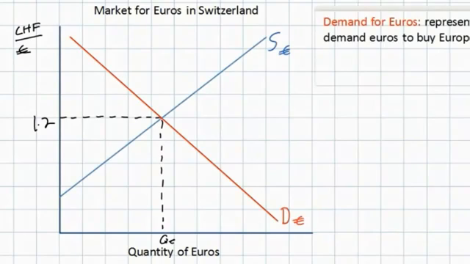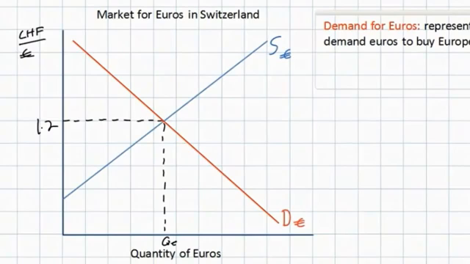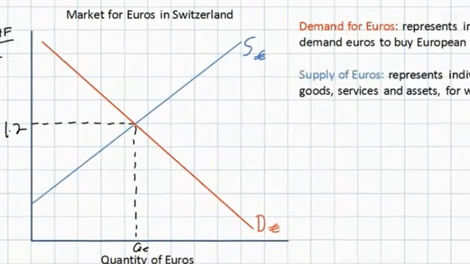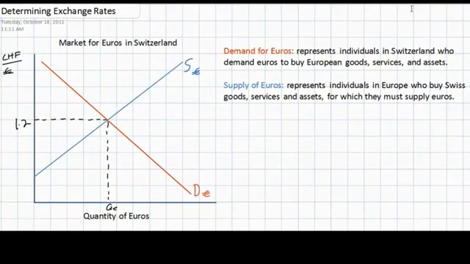and assets. The supply of euros comes from European individuals who are buying Swiss goods, services, and assets, which leads to an inflow of euros into Switzerland. The only reason there are euros available to Swiss individuals is because European individuals are buying Swiss goods, services, and assets. Therefore, the supply of euros in Switzerland comes from Europeans who are buying things made in Switzerland or assets within Switzerland. The demand for euros comes from Swiss households, but the supply of euros comes from European households who are supplying their currency to the foreign exchange market in Switzerland in order to buy Swiss goods.